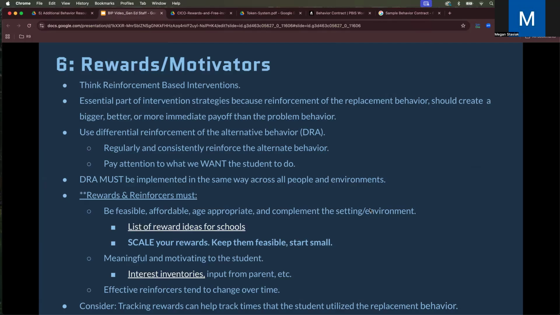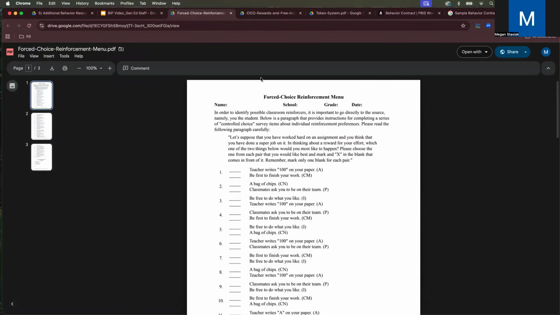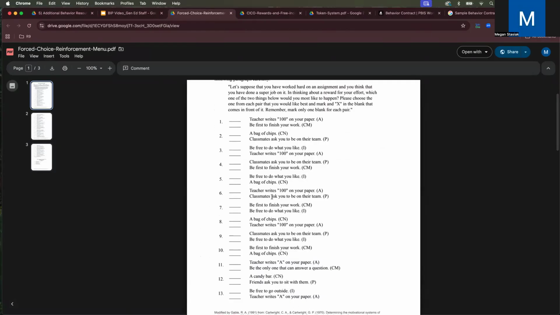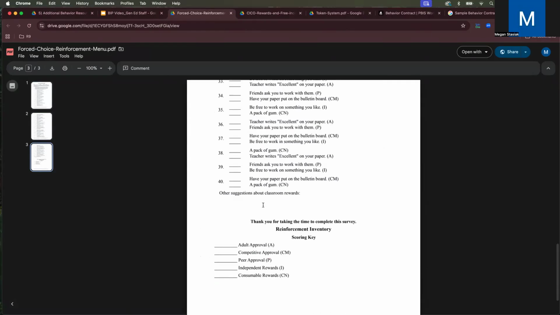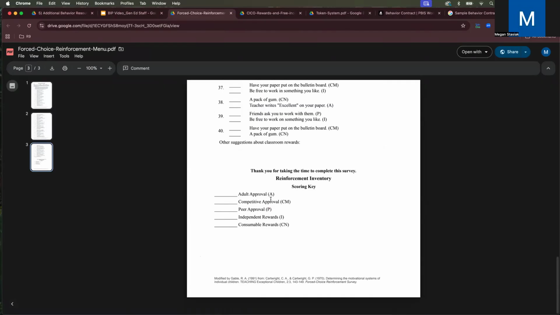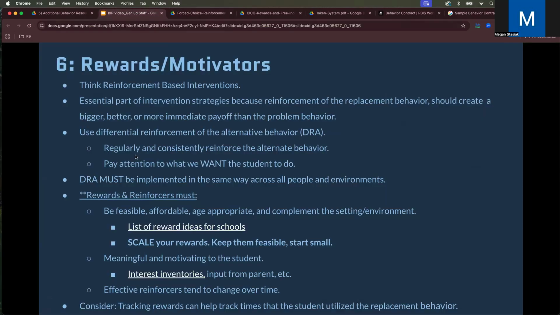We also want to make sure that the rewards are meaningful and motivating to the student. So a good way to do this, you can get input from the student, you can get input from the parents. I personally really like to do a forced choice reinforcement menu, or an interest inventory, where basically the student is asked, do you prefer this or this? And then they get asked the same thing over and over to really force them to pick which one they find more rewarding. And then at the end, you can figure out, do they like adult approval, competition, peer approval, independent rewards, consumable rewards? It really just depends on the student.